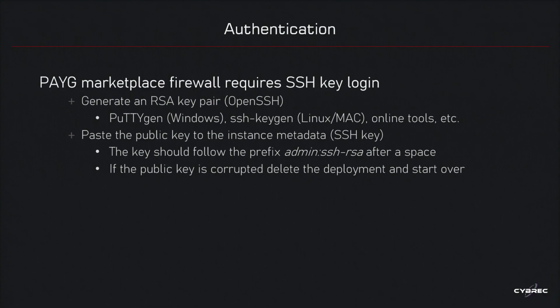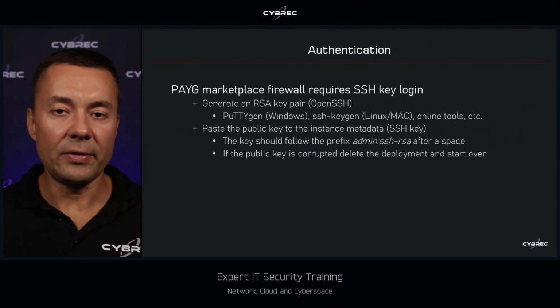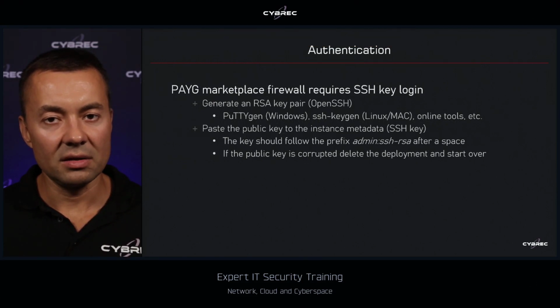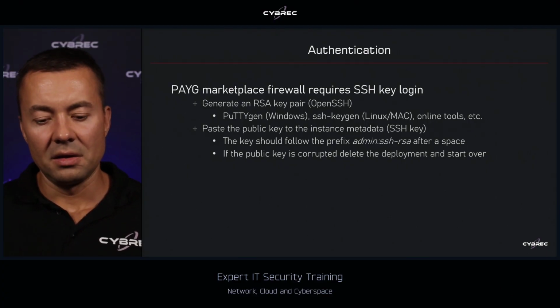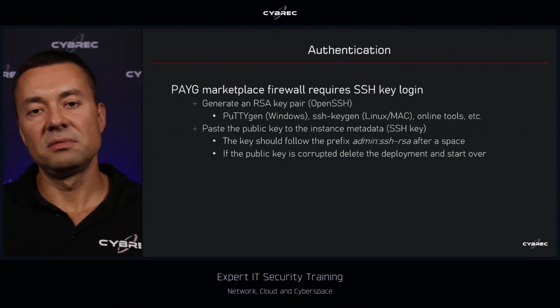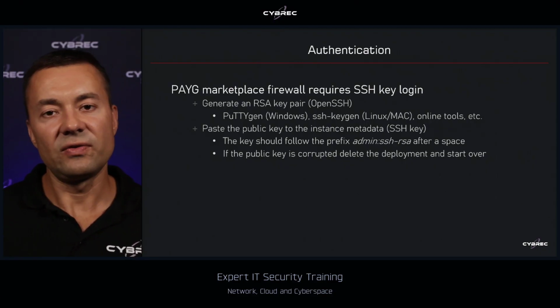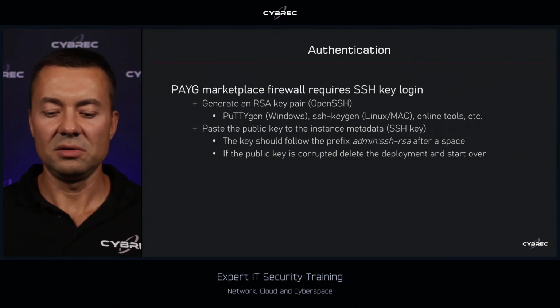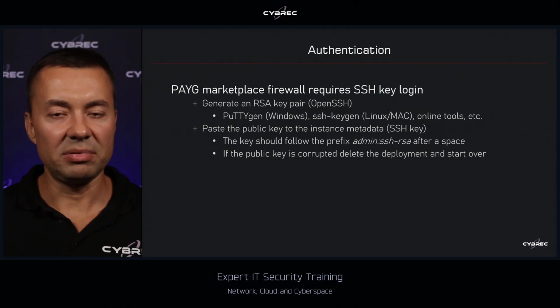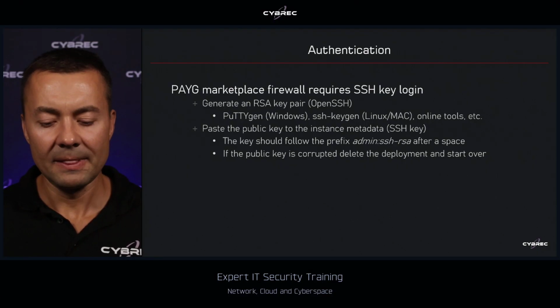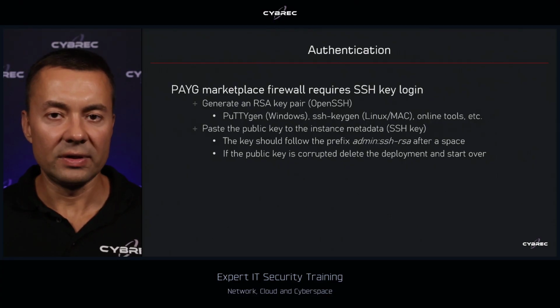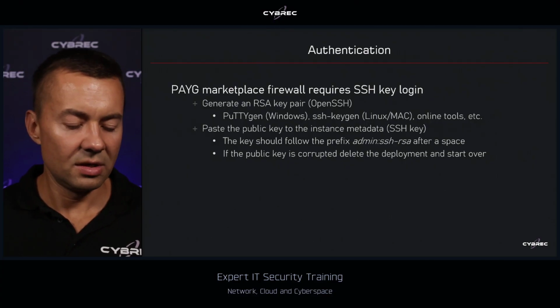Now, if there is going to be a problem with the key, remember that the only option to start over is going to be to delete the deployment and create it from scratch. This is a critical step because if you mess with the key and something's wrong with the public or private key, you put a space in a place where you shouldn't, or you just change one of the characters of the public key, this is going to break the authentication process, and you will never be able to access the command line.